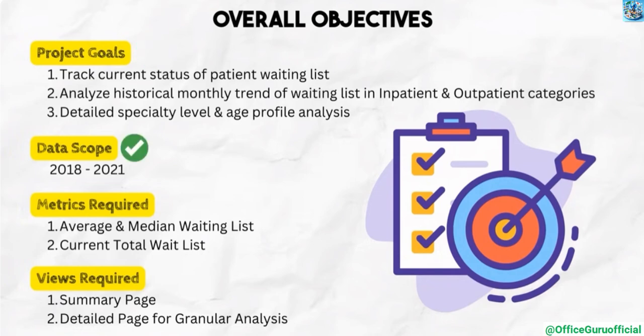The data scope for this entire exercise would be from 2018 till 2021. And the metrics that the stakeholders are interested in seeing are average waiting list and total waitlist count. Now we are free to add any other metric that we feel is important to this analysis. We will see later on if anything else is required or not. And in terms of the overall view of the dashboard, we would need two pages. First one for a summary view and second one for a detailed granular-level analysis.